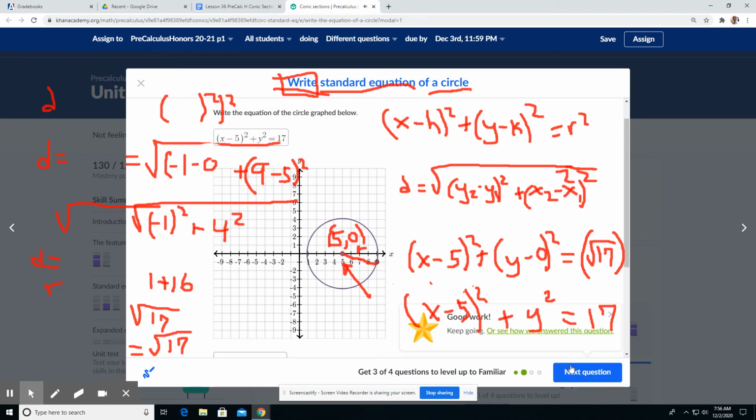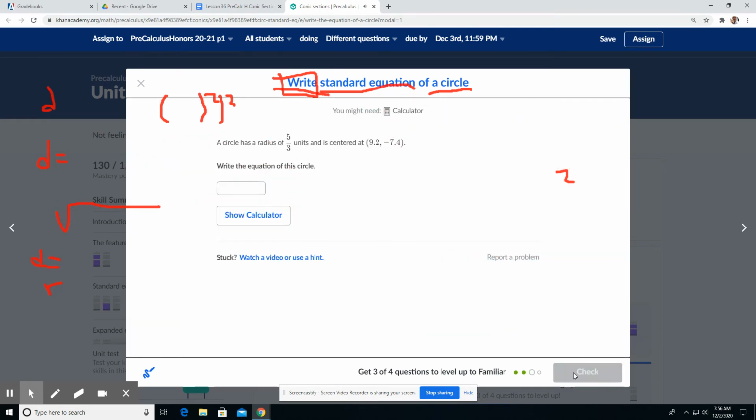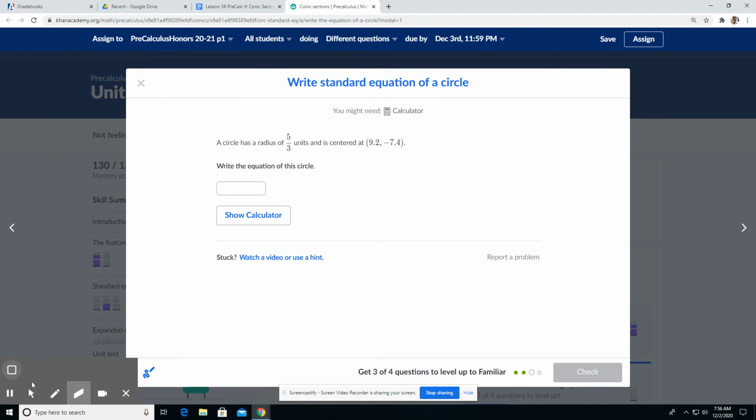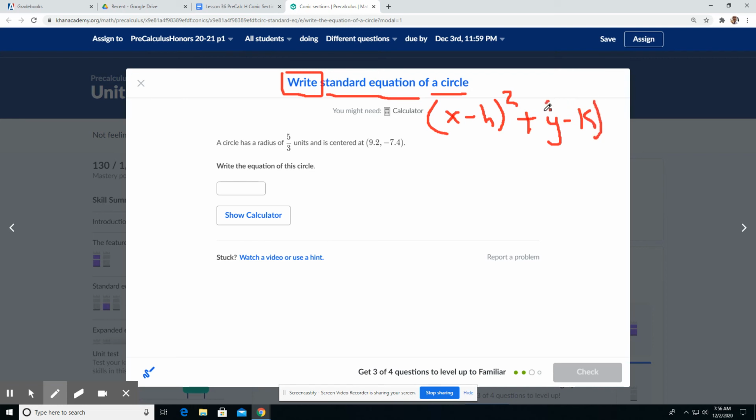Okay, got it. So the next one, any different? A little bit different. Okay, let's go ahead and clear our board. All right, once again, we're writing the standard equation of a circle. Always get the foundation out, the skeleton. So it's going to be x minus h quantity squared plus y minus k quantity squared equals radius squared.